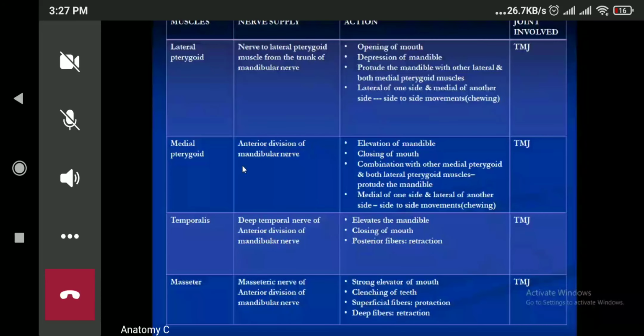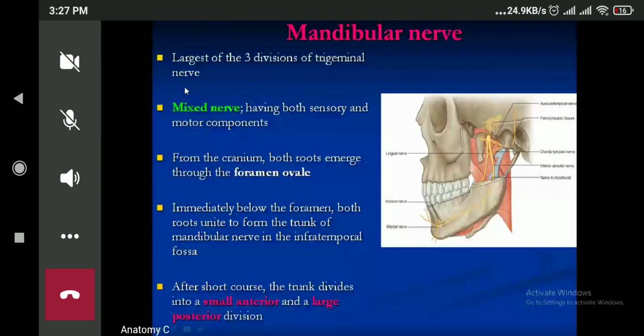Now next one is the mandibular nerve. This is also a revision for you, because I've already taught you the mandibular nerve in the cranial nerves, when I was teaching the trigeminal nerve. So this is the same one. The mandibular nerve is a mixed nerve because it has a sensory part and a motor part, and it is the largest branch of the trigeminal nerve.